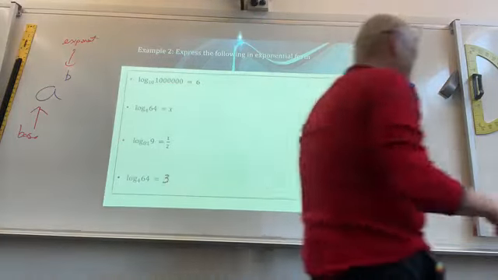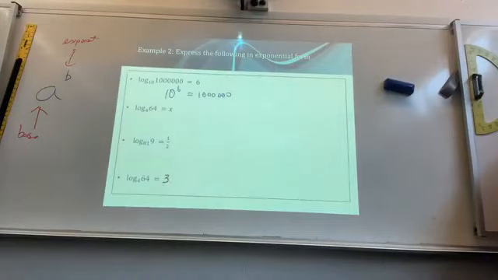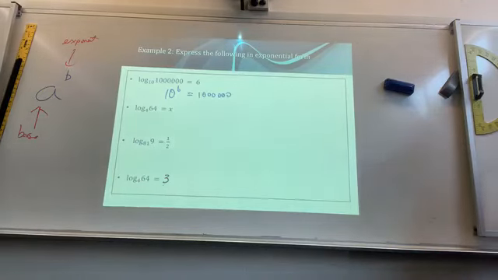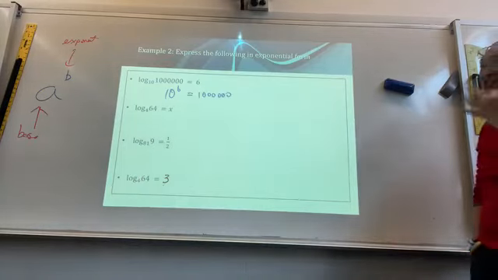So pretty much straightforward. 10 to the power of 6 is 1 million. And then you should be able to solve for x in this case. 4 to the power of something is 64. What is it? 3. So you should be able to solve for x.